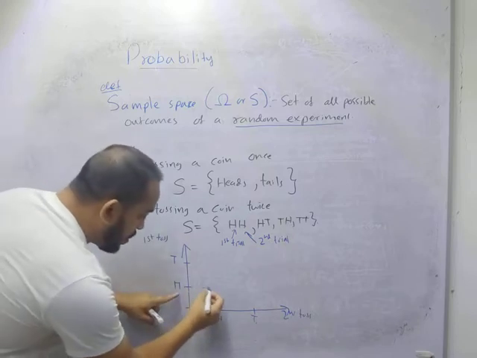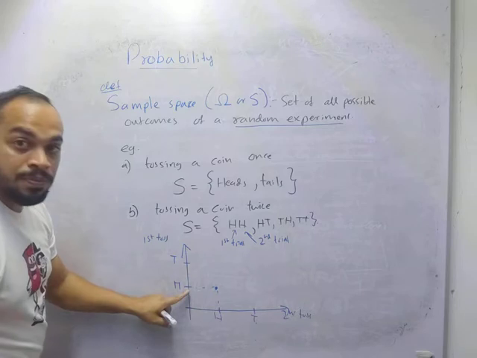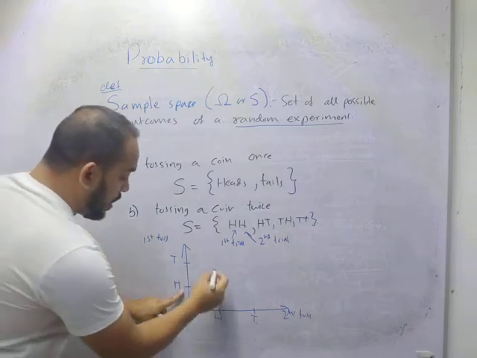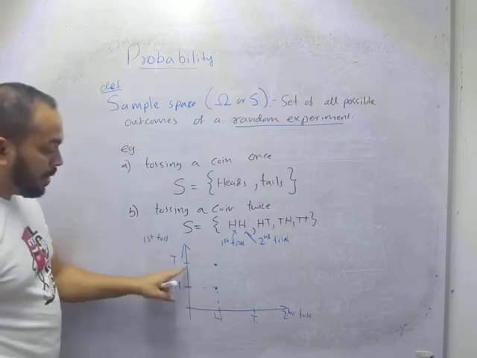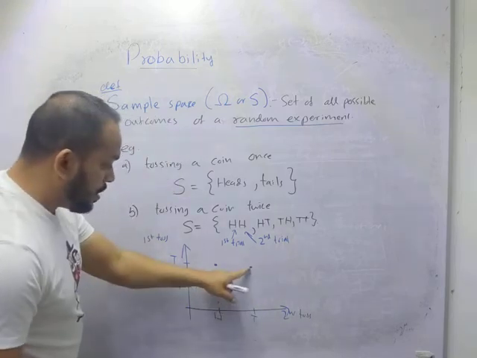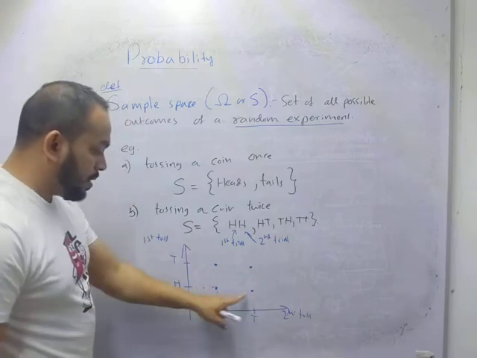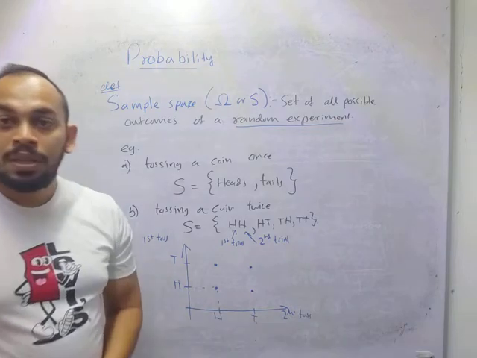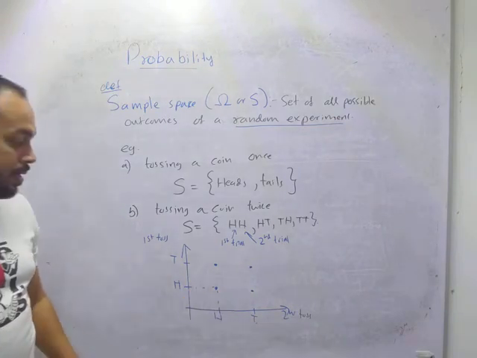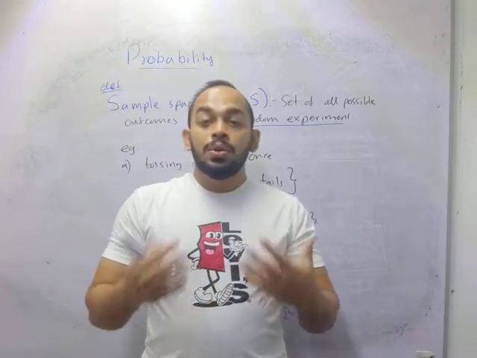Right. So this coordinate point refers to HH. First time you get heads, second time you also get heads. This point represents first tail, second heads. This point, first tail, second tail. This point, first head, second tail. This is a sample space diagram, right? The third method is to use a Venn diagram.